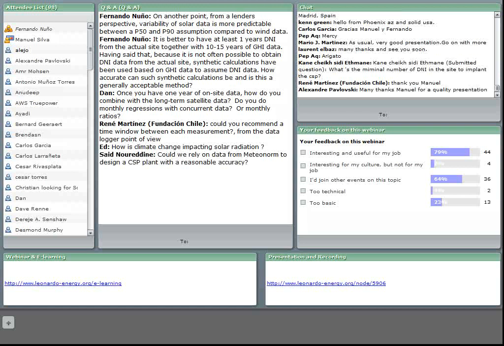Okay, very well. So next question, could we rely on data from meteorological stations to design a CSP plant with reasonable accuracy? It's difficult to answer. I would not rely only on meteorological data. For a first approach, it's good information, and it is an excellent tool in my opinion.